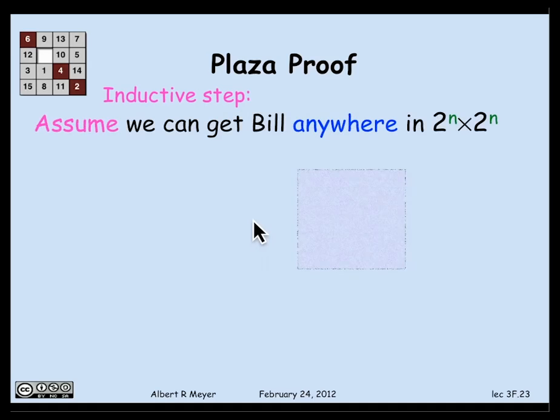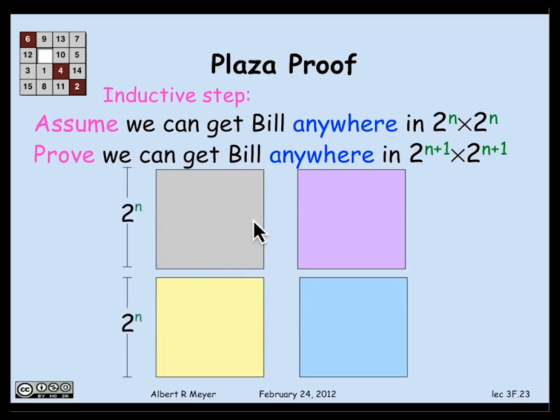For the inductive step, now I have a more powerful thing that I can assume as the induction hypothesis. I can assume that in any given unit square of a 2^n by 2^n plaza, I can tile the rest with L-shaped tiles and get Bill where I wanted him to be. And I have to use that hypothesis to show that I can get Bill anywhere that's required in a 2^(n+1) by 2^(n+1) square.